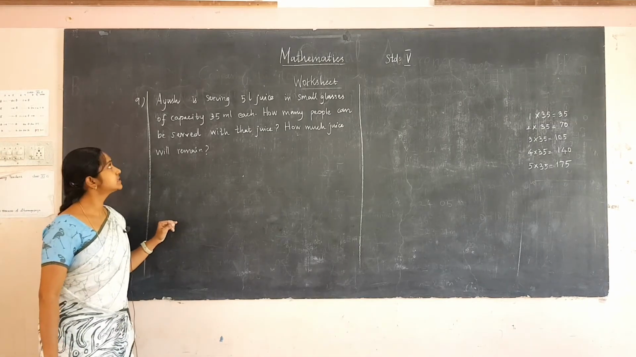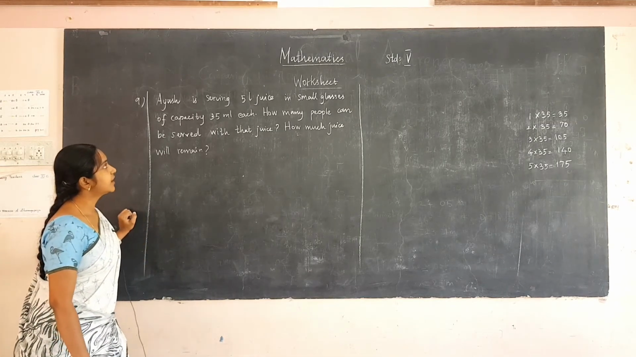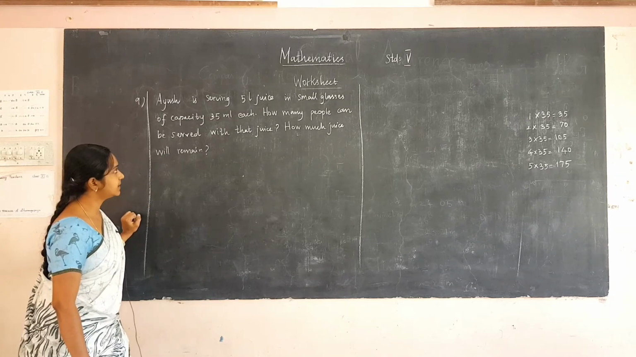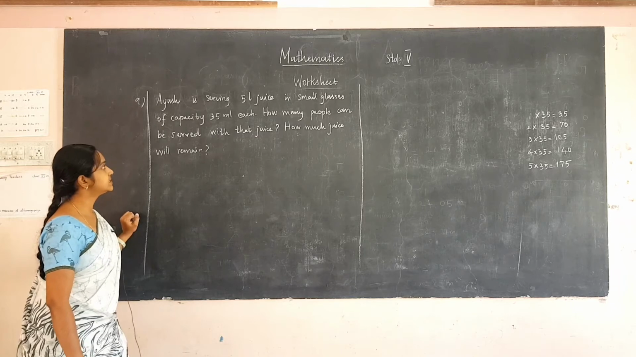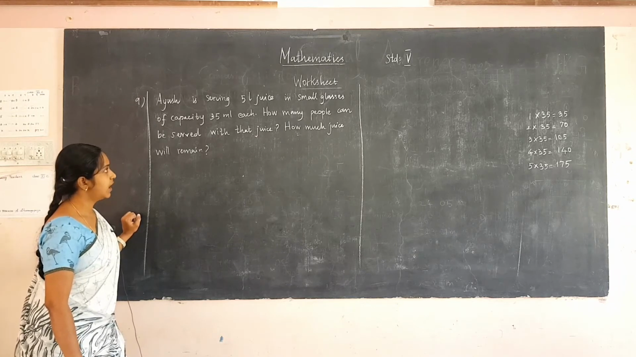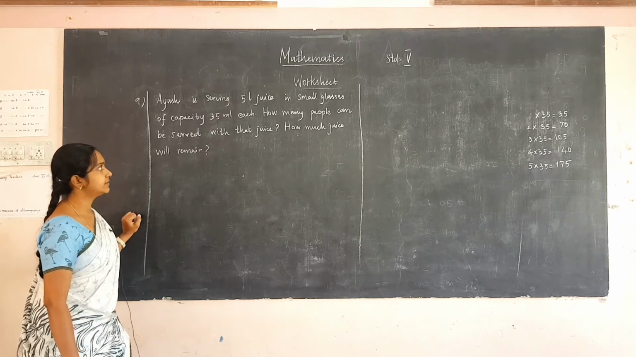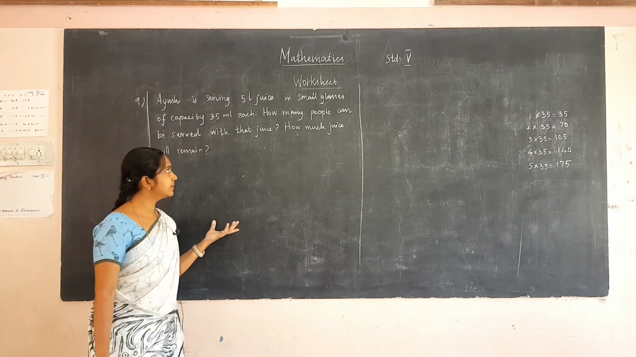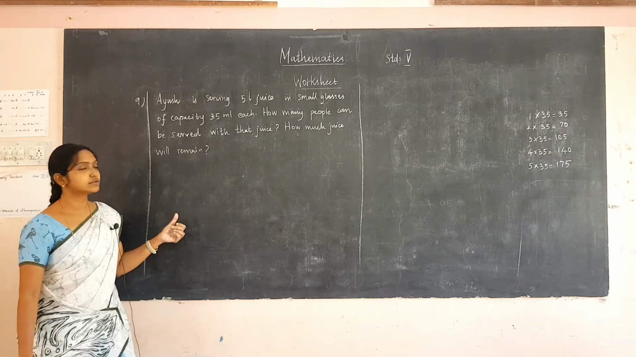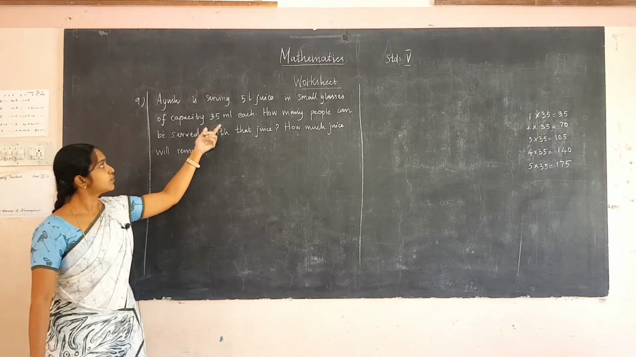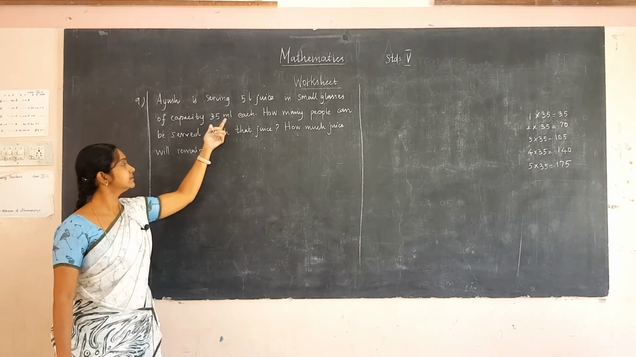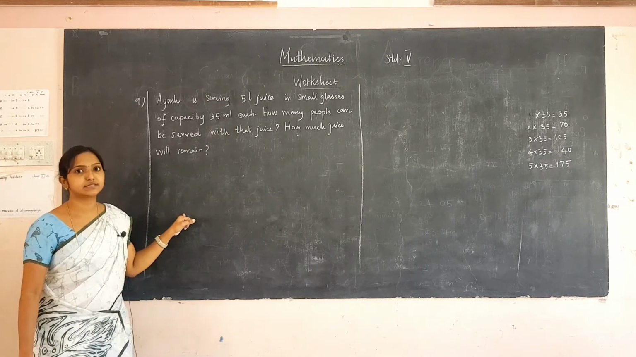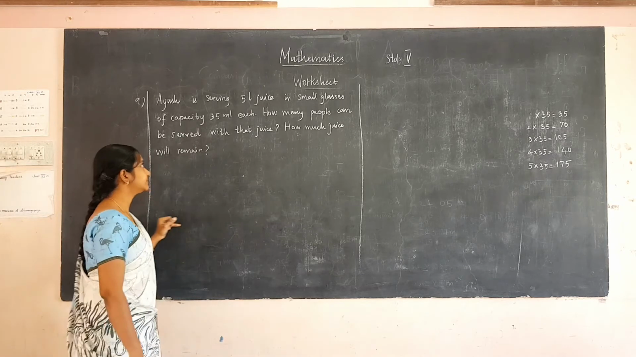The ninth question is, Ayush is serving 5-liter juice in small glasses of capacity 35 ml each. How many people can be served with that juice? How much juice will remain? Ayush is serving 5 liters of juice to people in small glasses of capacity 35 ml. So we have to find how many people can be served and the juice left.